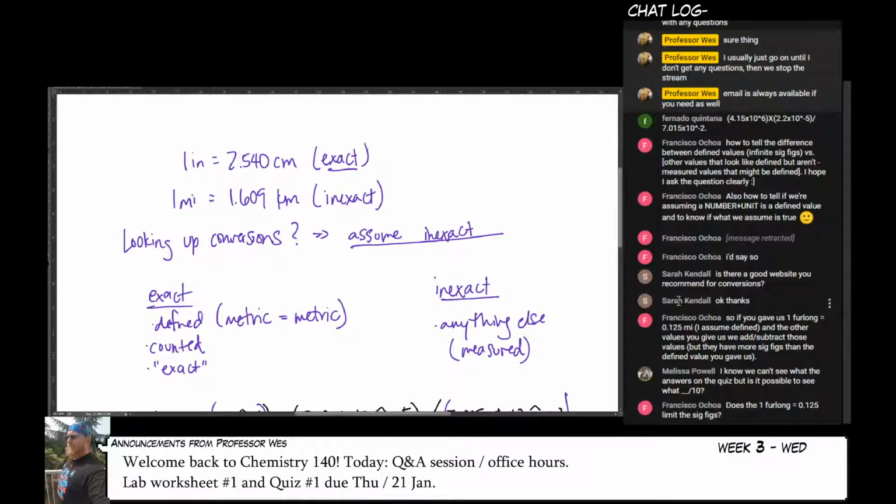So if I gave you something like the furlong, and if I say that this is an exact definition, it won't affect your sig figs. If I don't say that, or I say it's inexact, then you use the sig fig rules that we have been applying all quarter. So if I said that 1 furlong equals 0.125 miles and didn't say that it was defined, you'd say, oh, okay, there are 3 sig figs written. Does this affect my answer? And then go on with that in mind.